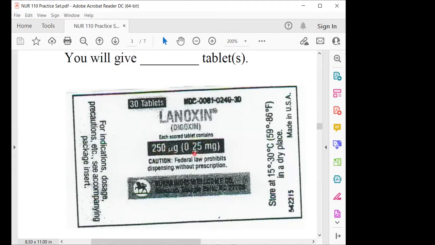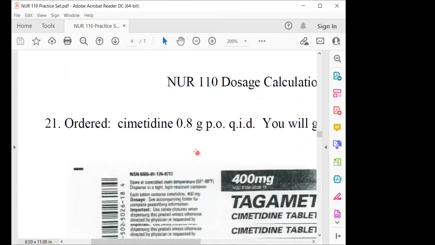The reason that there are two numbers here is because it depends on what the order says. If the order is in micrograms, now you can use micrograms. If the order is in milligrams, now you can use milligrams. If you don't have that available to you, then you just have to do a conversion, and we'll show some examples of that. See what else we've got.